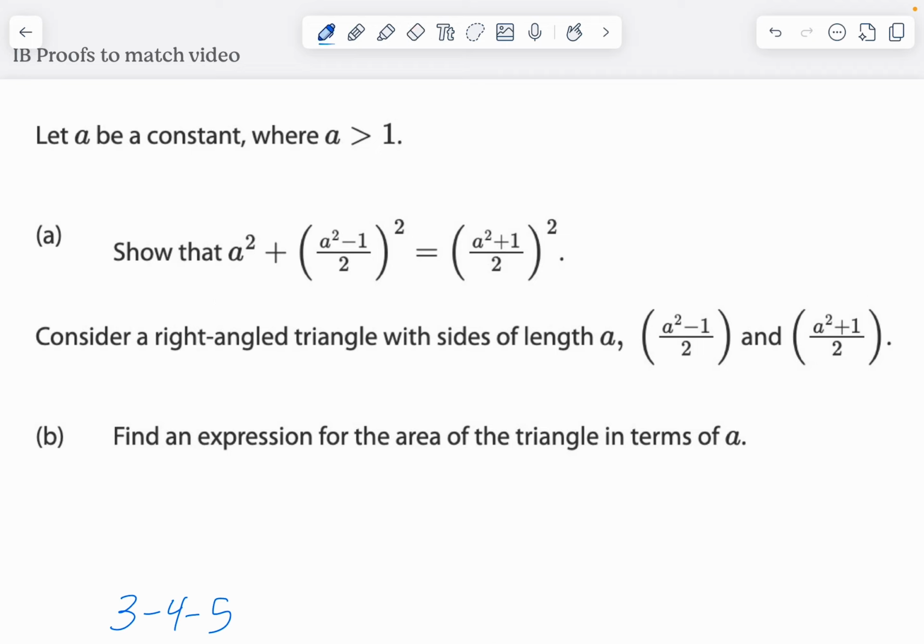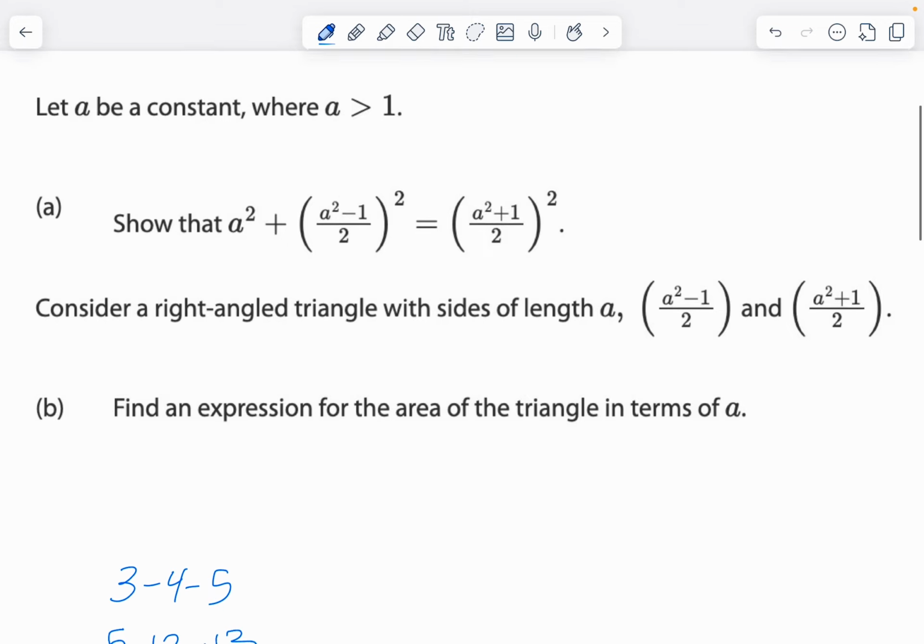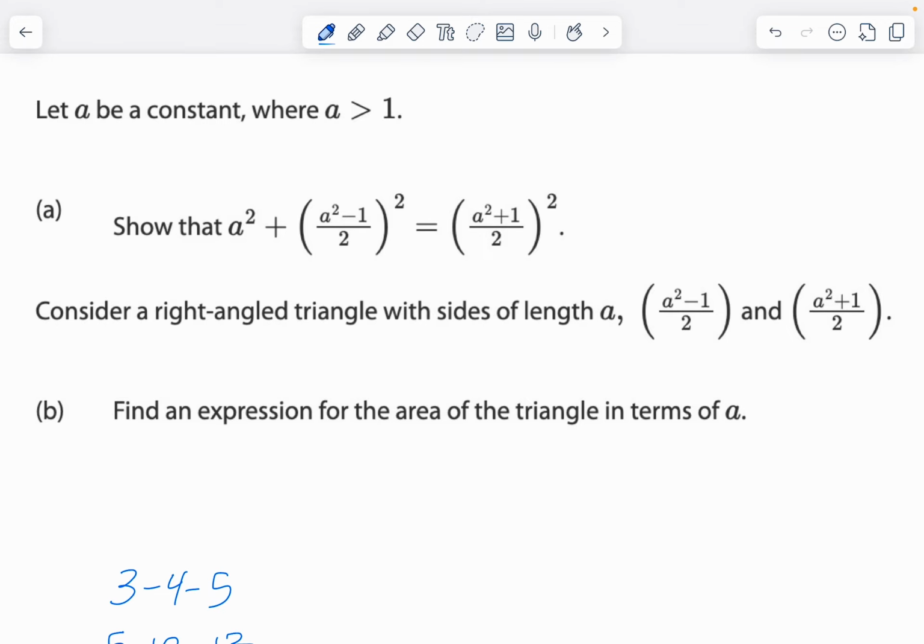So IB, here's what I want you to do. I want you to prove this, but I wanted to give you a little, oh look, isn't this cool? But I don't want to do it for you. I want you to go in and prove this. So show that means you don't get to plug in values. It means you have to manipulate one side and show that it equals the other.